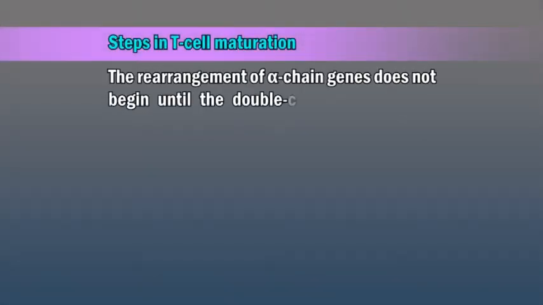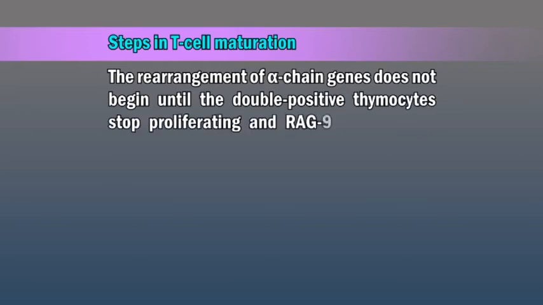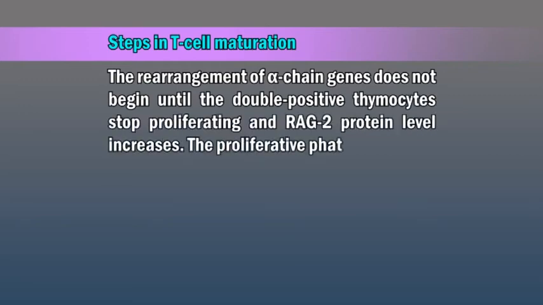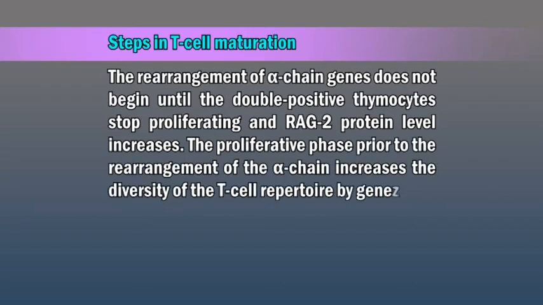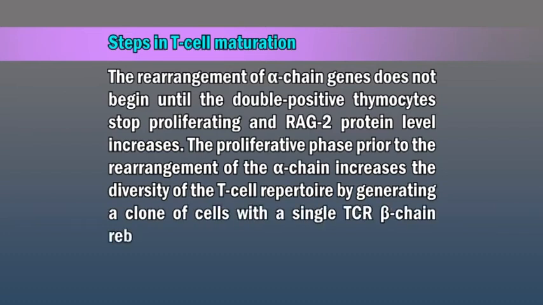The rearrangement of alpha chain genes does not begin until the double positive thymocytes stop proliferating and REC2 protein levels increase. The proliferative phase prior to the rearrangement of the alpha chain increases the diversity of the T cell repertoire by generating a clone of cells with a single TCR beta chain rearrangement. Each of the cells within this clone can then rearrange a different alpha chain gene, thereby generating a much more diverse population.